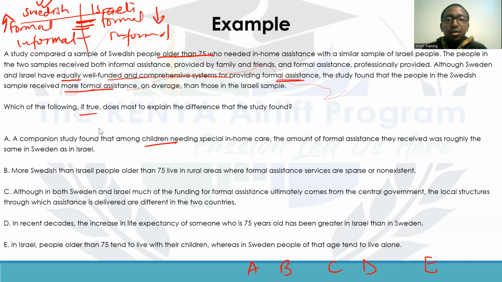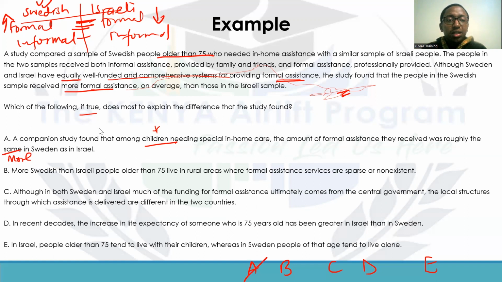So why were the Swedish people having more formal assistance as compared to Israel? And then again, even if this answer choice said that the amount of formal assistance they received was, say, more in Sweden than in Israel, just because the children in the country who need care have more formal assistance as compared to Israel doesn't mean that it's the same for the older people. So be careful of these aspects.